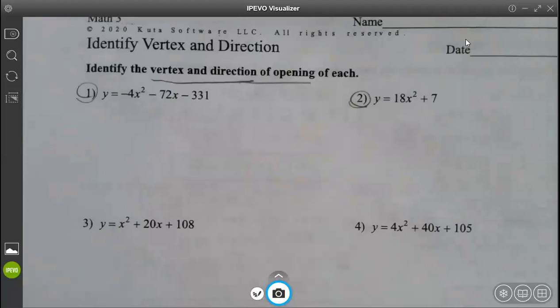So again, today is the same thing that we've been doing. We're just identifying the vertex and the direction. I've already taught you guys how to do that, so this should be fairly easy. Just a review day is basically what it is.